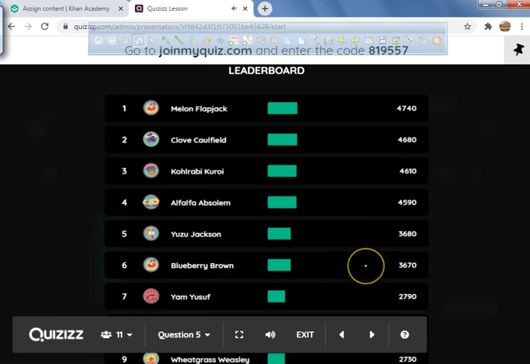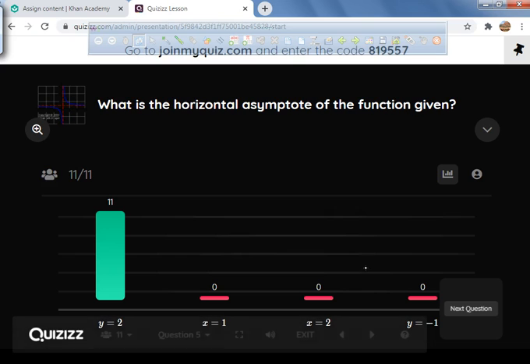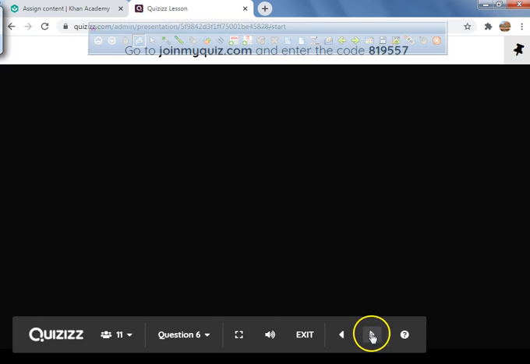Flapjack is still in the lead. All right. Everybody got it. Good. Only one reasonable answer, huh? Only one reasonable answer. Well, that makes it easy. Good job.